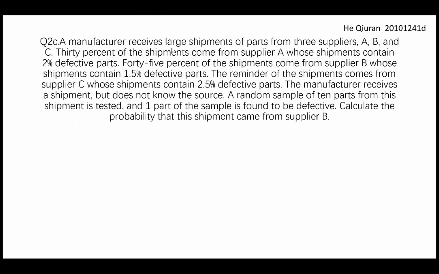A manufacturer receives large shipments of parts from 3 suppliers, A, B, and C. 30% of the shipments come from supplier A, whose shipments contain 2.2% defective parts. 45% of the shipments come from supplier B, whose shipments contain 1.5% defective parts. The remainder of the shipments comes from supplier C, whose shipments contain 2.5% defective parts. The manufacturer receives a shipment, but doesn't know the source. A random sample of 10 parts from this shipment is tested, and 1 part of the sample is found to be defective. Calculate the probability that this shipment came from supplier B.